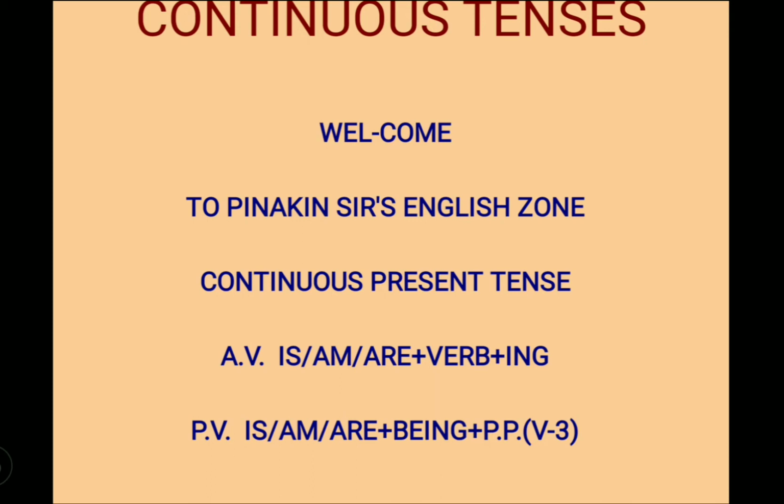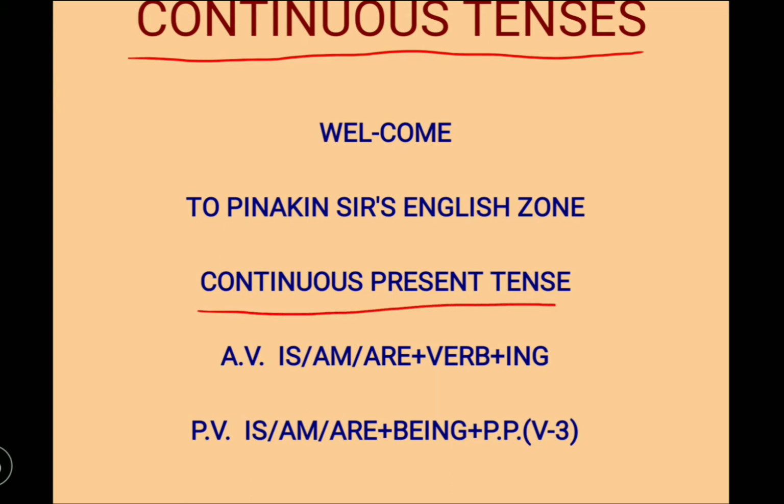We have discussed in our previous lectures the general rules for the transformation from active to passive. We have also studied in parts 1, 2, 3 the simple tenses, perfect tenses, and modals. Today we are going to study continuous tenses. In continuous tense, first we will start with the present continuous tense.